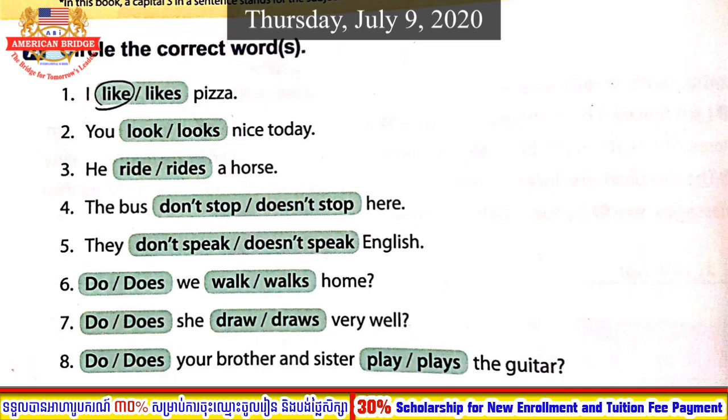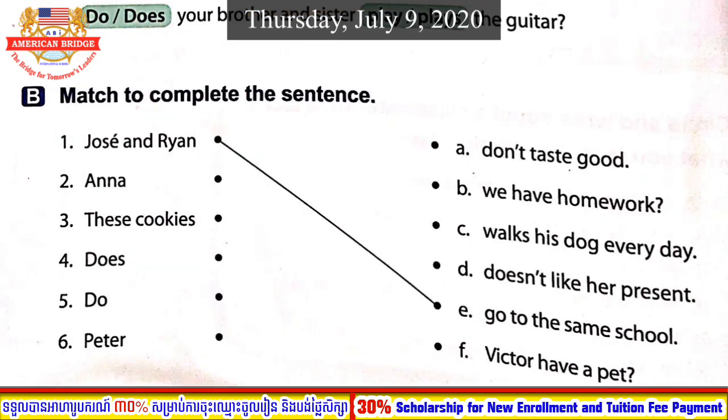Okay, so now we have finished section A. Let's go to section B. Section B, match to complete the sentence. So here there are number 1 to number 6 and letter A to letter F. So let's go to number 1. Number 1, it is already done for you, right? Number 1, Jose and Ryan go to the same school. So we have to match it.